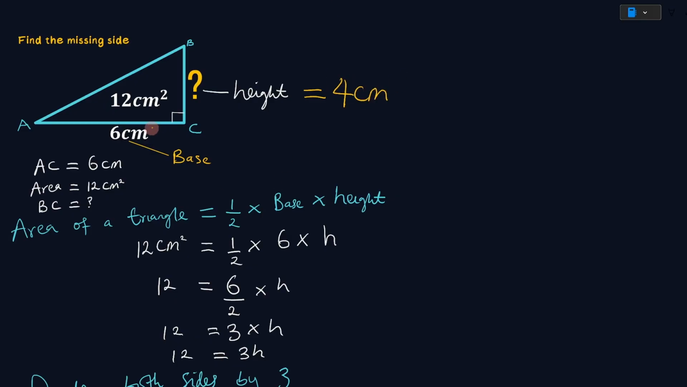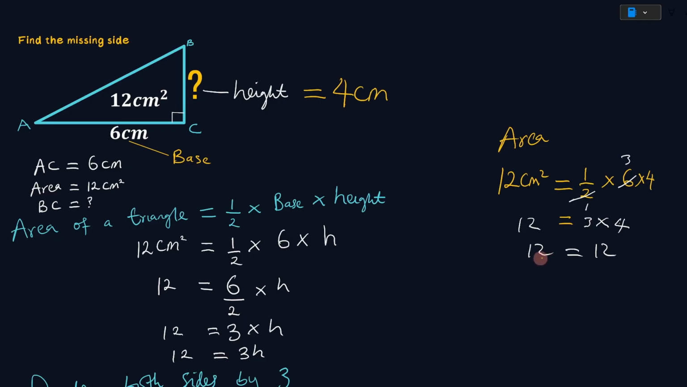So we can confirm that we are correct. If our initial area is 12 centimeters squared, that should make the right hand side also 12. Therefore, if the formula is 1/2 multiplied by the base, which is 6, multiplied by our new height, which is 4, this should give us 12. Let's find out. 2 into 2 is 1, 6 divided by 2 is 3. So this will now be 3 multiplied by 4, which is 12. So 12 is equal to 12. Since the right hand side and the left hand side are the same, that means the height we got as 4 centimeters is correct.